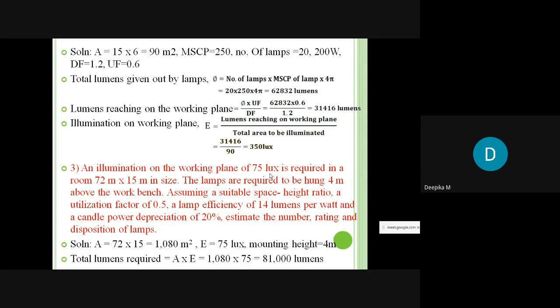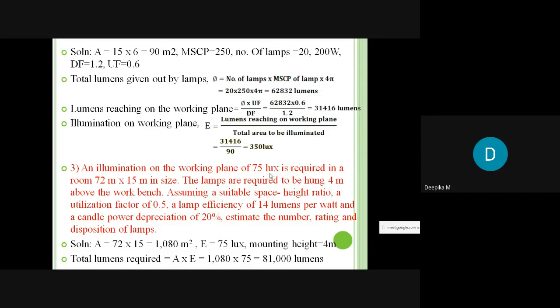So this is the thing, and a utilization factor of 0.5 is given, that is UF is 0.5, and lamp efficiency they have given, which is eta is 14 lumens per watt, and candle power depreciation is given in terms of percentage, which is 20%. So in this problem, we need to calculate how many lamps are required, what is the rating of each lamp, and how we are going to dispose them.